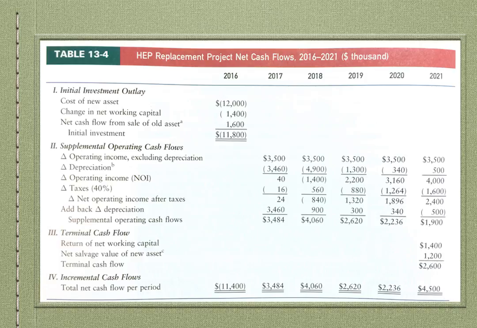Question 13.2 asks us to look at Table 13.4 from the chapter. It's in the area of cash flows, and the title of it is HEP Replacement Project Net Cash Flows. And it asks us to work through four questions.